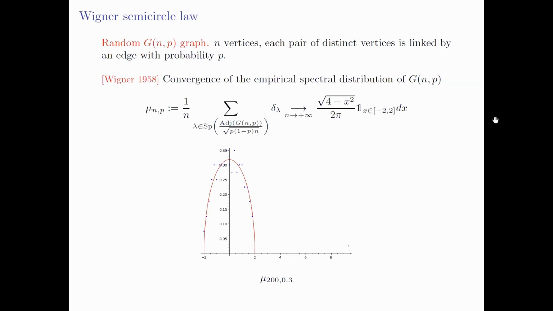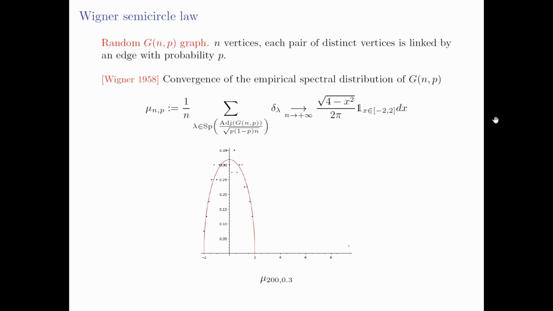So we'll be looking at large GNP graphs. So this is a graph with n vertices. Every pair of vertices is linked with an edge with probability p. And we will look at the adjacency matrix, which is the 0, 1 symmetric matrix representing it. So when looking at the spectrum, we need a way to represent this set, right? And one that has proved very productive is the empirical spectral distribution. So this is this sum here.